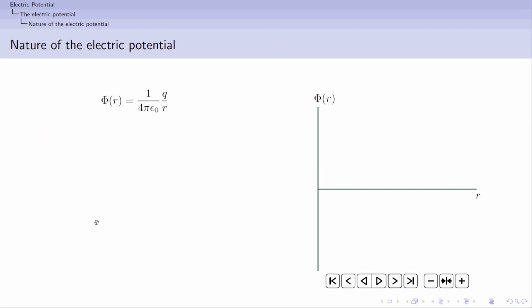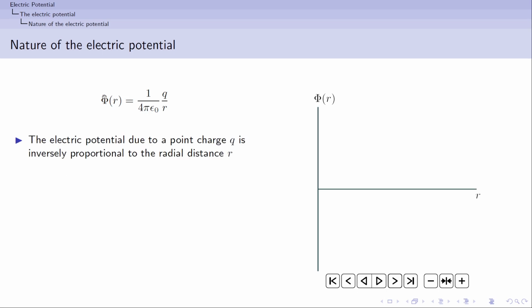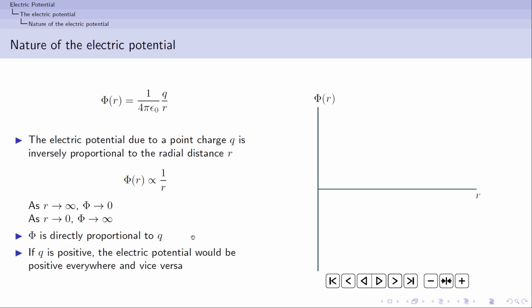So regarding the nature of the electric potential, it really helps to keep in mind a few facts. As you can see from this expression, the potential is 1 by 4 pi epsilon naught times q by r. So the electric potential due to a point charge is inversely proportional to the radial distance. As you can see here, the potential is proportional to 1 by r, and that means if the radial distance tends towards infinity, the potential will tend towards 0, and vice versa. And also the potential is directly proportional to the charge q. So if the charge is positive, the potential will be positive, and vice versa.